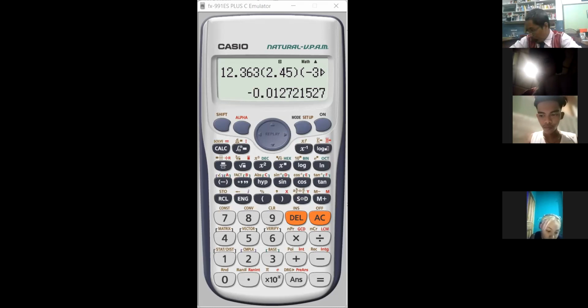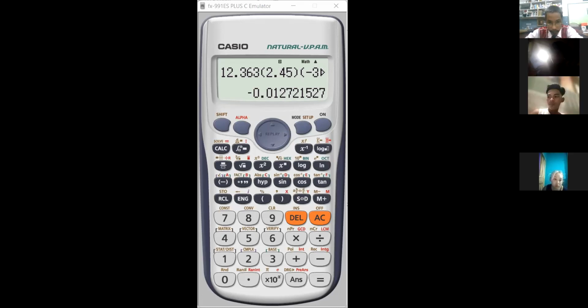Again, the next one from the table. What is the next one from the table? Let us show in our... because of the technical problem, all of our work was erased. Okay, let us just do it. So D, what else? D is the same. This is 12.363 inches.